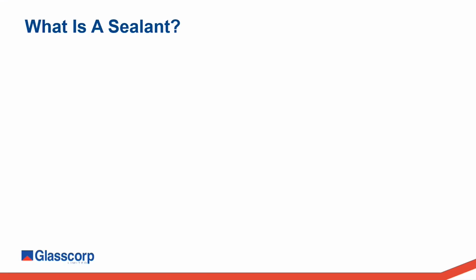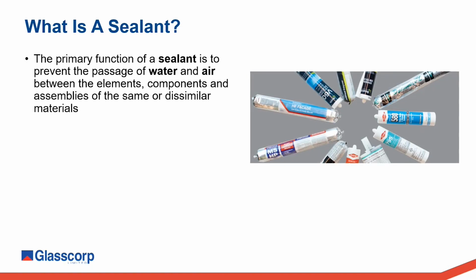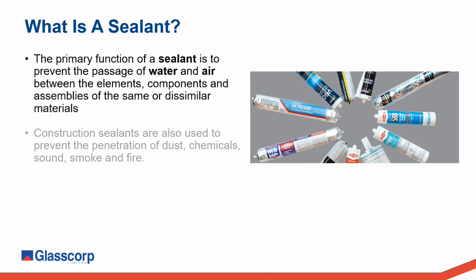So let's jump straight in. So starting with the basics, what is a sealant? Now, essentially a sealant in its most basic definition is a material used for sealing something to make it airtight or watertight. Now, in the construction industry, sealants may be used for a variety of other functions as well, including to prevent the penetration of dust or contaminants, to act as barriers to sound, or to prevent or impede the propagation of smoke or fire.